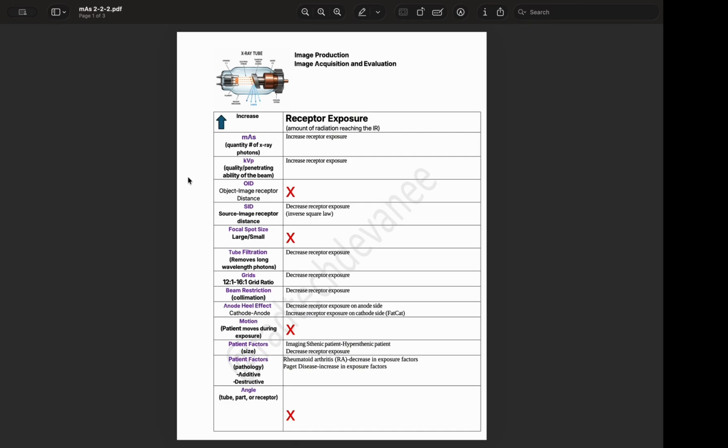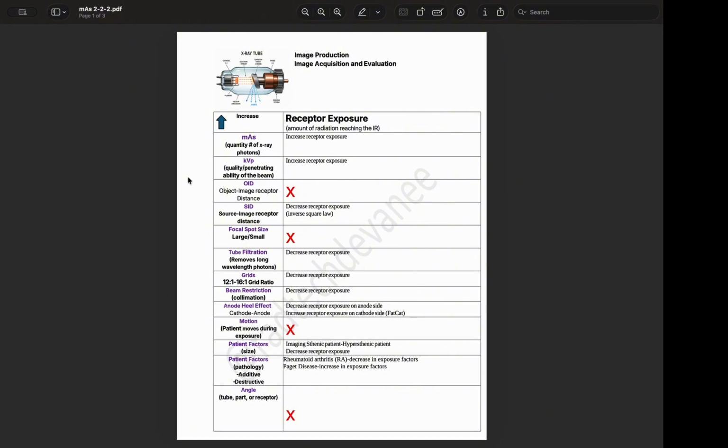Next, we have grids. So for example, going from a 12:1 to 16:1 grid ratio, that is definitely going to decrease receptor exposure. Why? Because in a 16:1, there's going to be more lead content in that grid, so less radiation is going to go through. So receptor exposure goes down. The amount of radiation reaching the image receptor goes down.